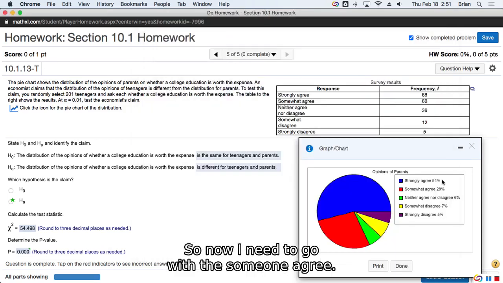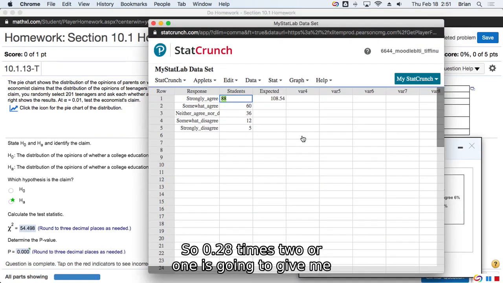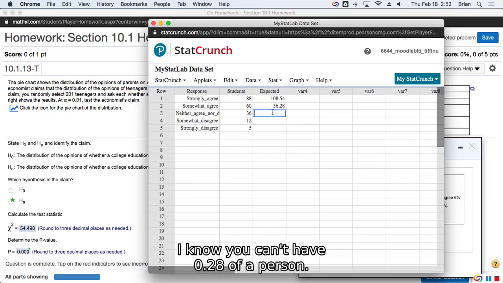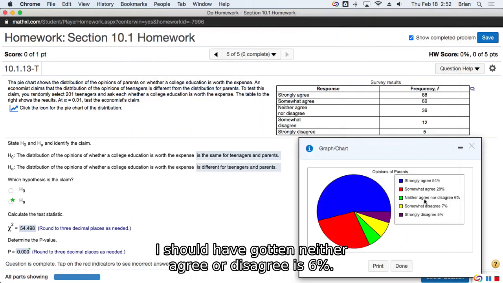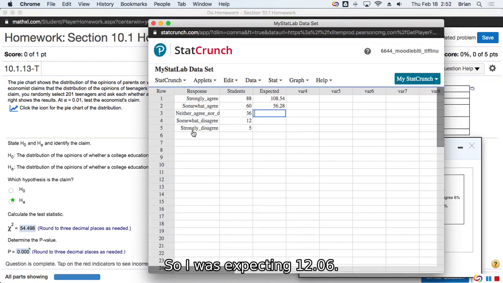So now I need to go with the somewhat agree. 28% said somewhat agree. So 0.28 times 201 is going to give me 56.28. That's what I was expecting to happen. Now I know you can't have 0.28 of a person. We're just doing the straight math and saying that's what the math says I should have gotten. Neither agree or disagree is 6%. So I need to now take 6% times 201 people. So I was expecting 12.06.